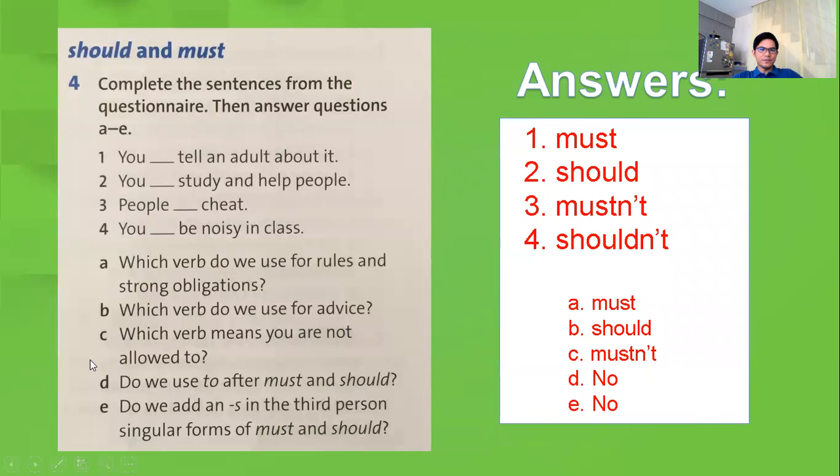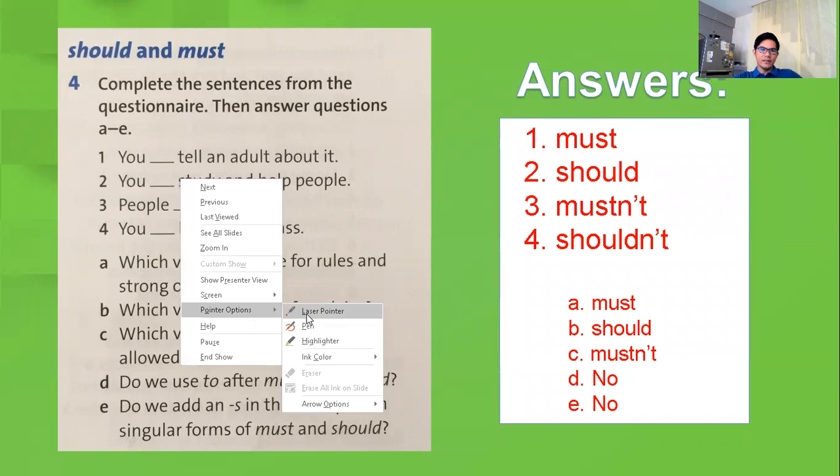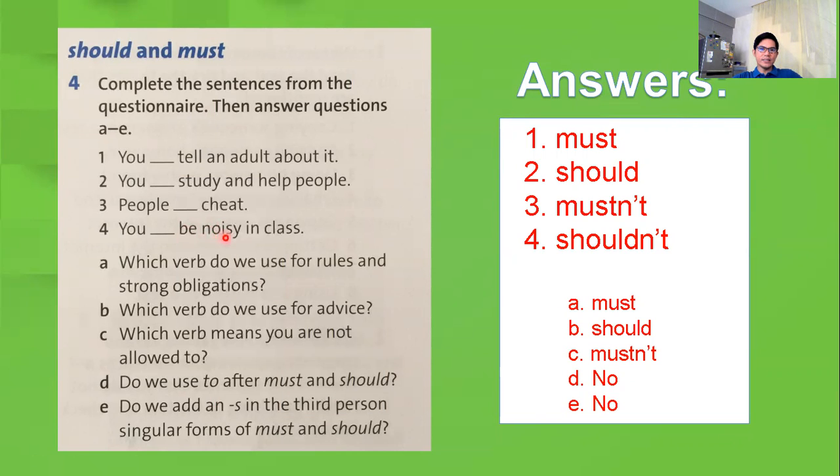And letter D, do we use to after must and should? No. We use the base form of the verb, meaning tell, study, cheat, and be noisy. So take note, we will not use to. And letter E, do we add S in the third person singular forms of must and should? No. We will use the base form of the verb.